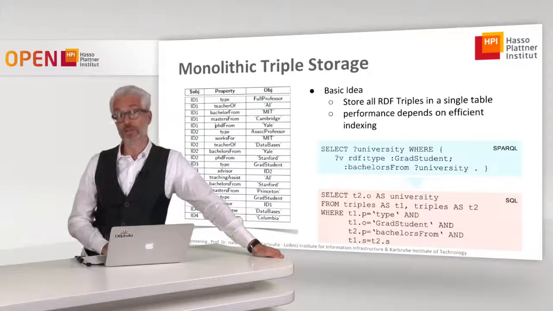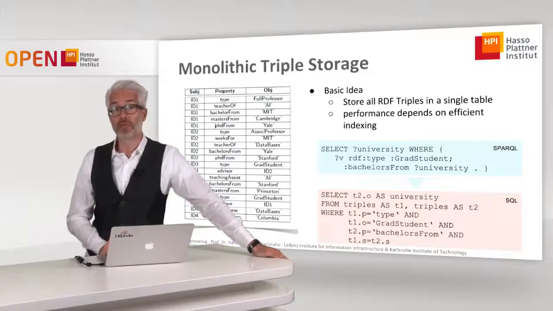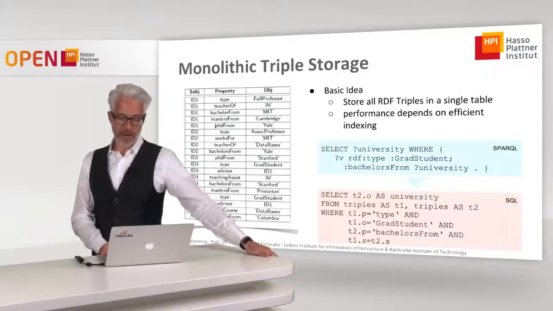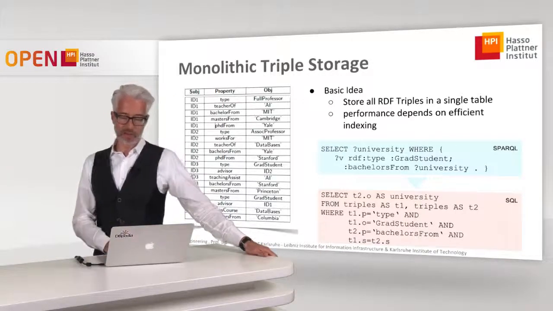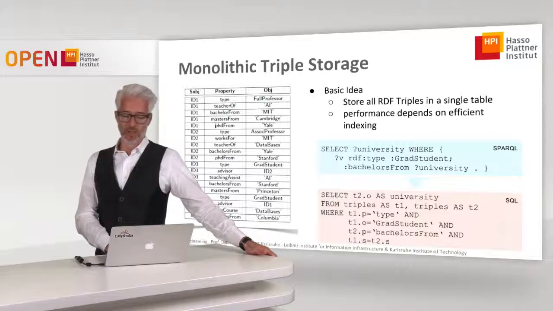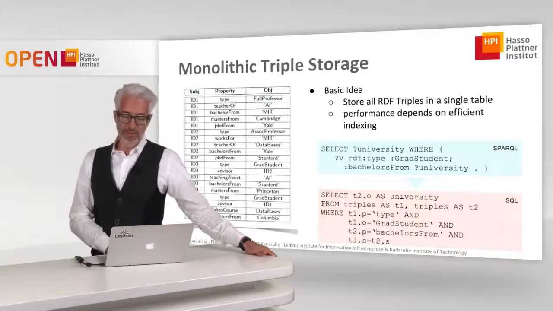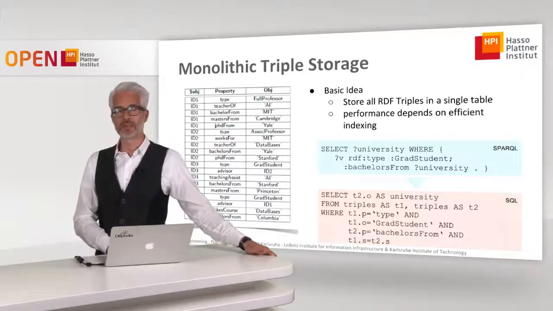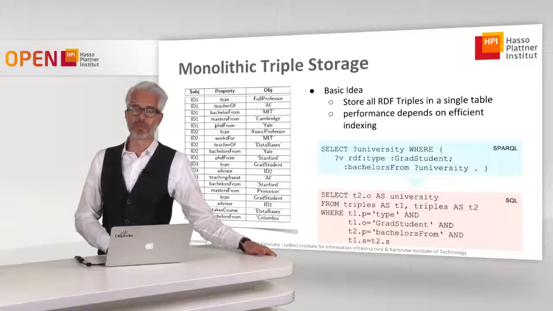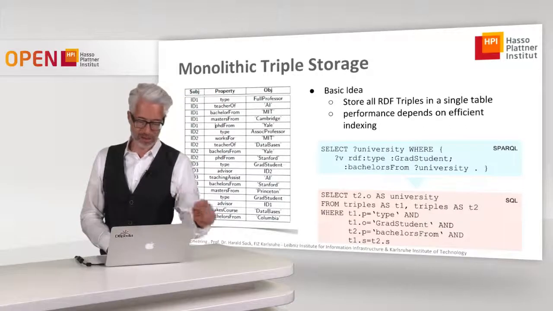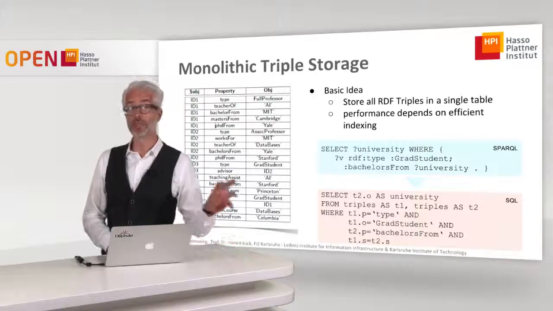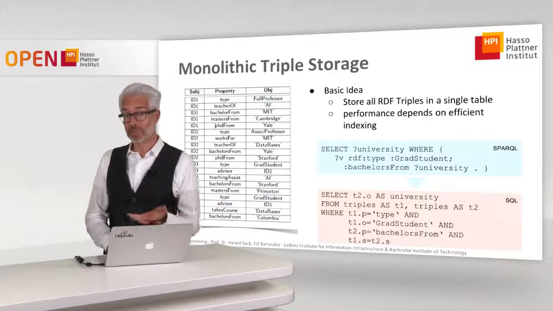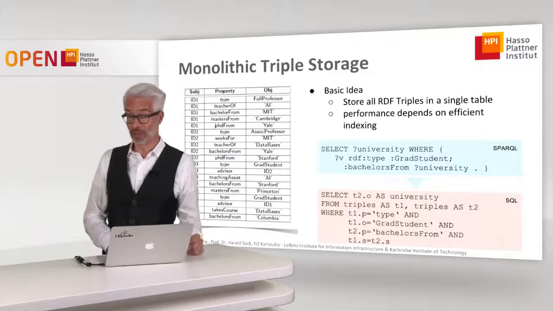How does it work? You see here in blue, for example, a SPARQL query. What we want to do here is select the universities of grad students, and we want to know from which university these grad students have their bachelor's degree. So we want the universities where our grad students have made their bachelor. That's the first select query in SPARQL. How do I translate this into SQL for a relational database management system?